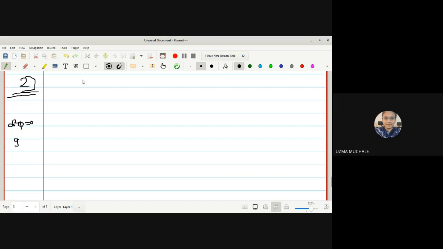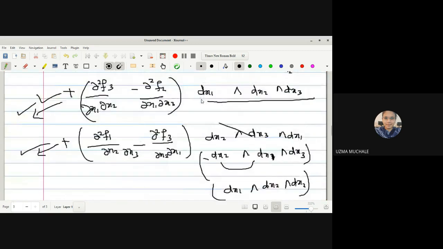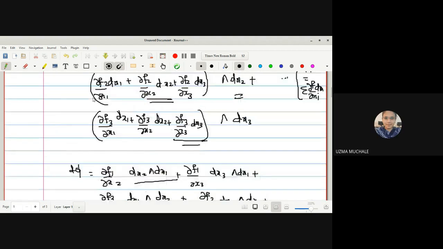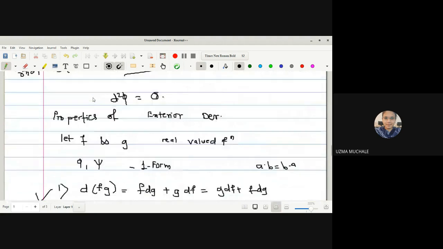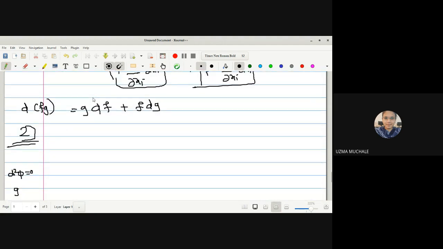So what we will do is, if we take phi in its original format, right? What is the original format of phi? Any one form phi can be written as summation over i of fi dxi. This is the original format of any one form. Correct, no? Yes, ma'am. So here also, if we take that original format, any one form is written as phi equal to summation over i of fi dxi.